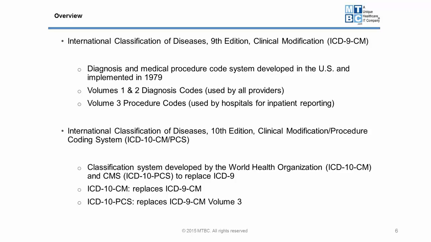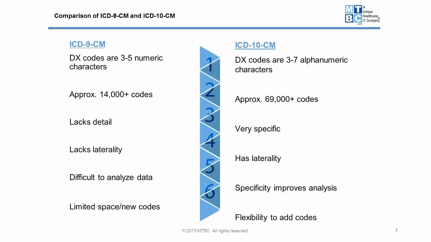And obviously, after October 1st, every ICD-9 code will be replaced by an ICD-10 diagnosis code. So that is pretty much understandable itself. Now moving forward, let's compare ICD-9 with ICD-10 clinical modification. In ICD-9, the diagnosis codes are 3 to 5 numeric characters, whereas ICD-10 has 3 to 7 digit alphanumeric characters. So there is a difference right there.